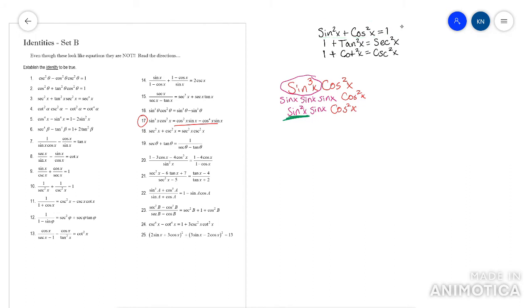This is going to become 1 minus cosine squared. And it's times that sine x cosine squared x. All right, and then you're going to want to redistribute this guy. So you're going to get sine x cosine squared, and then minus sine x cosine 4. And that's what they wanted. So I'd be done.